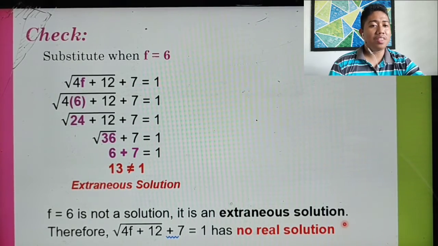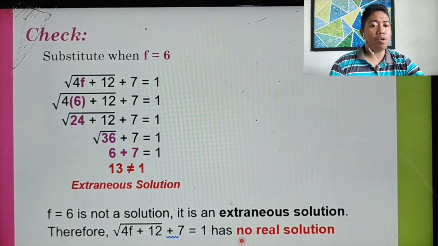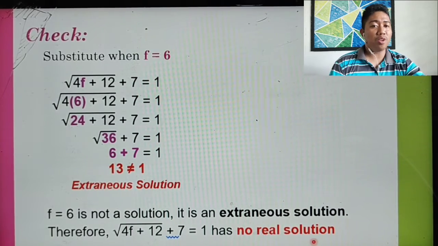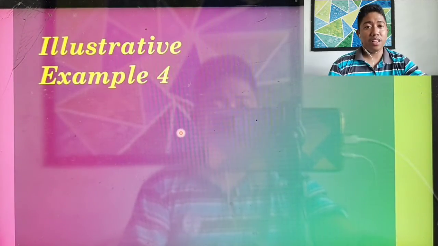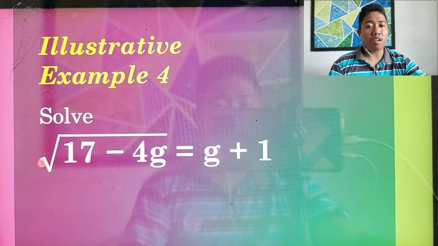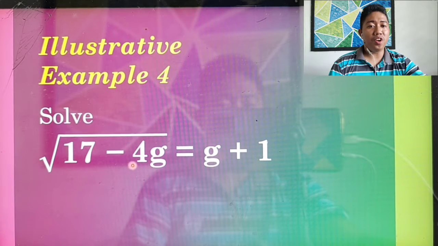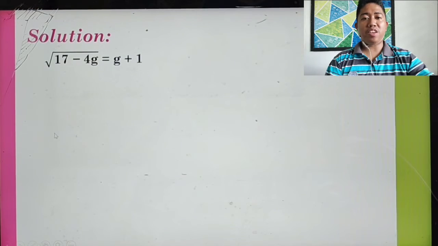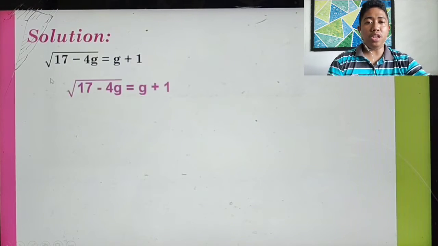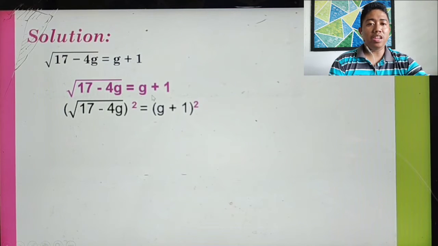Okay? So now you know, my dear learners, that there is no real solution in the given equation. So let's move on to our next illustrative example. How will we solve the square root of 17 minus 4g is equal to g plus 1? To solve this kind of equation, what we'll do is copy first the given, and then square both sides of the equation. So it becomes the quantity of 17 minus 4g squared is equal to g plus 1 squared.